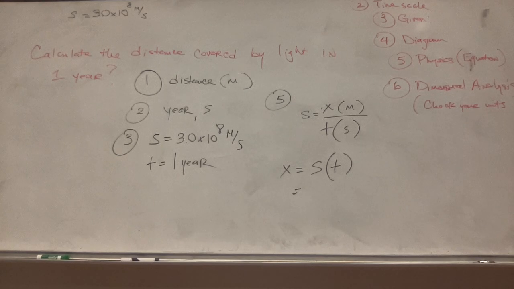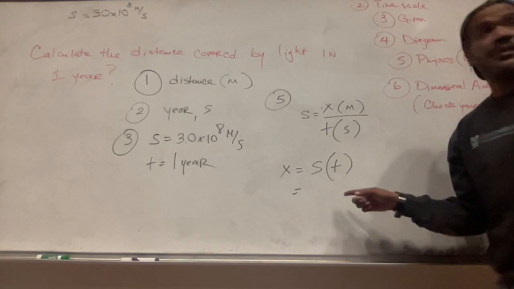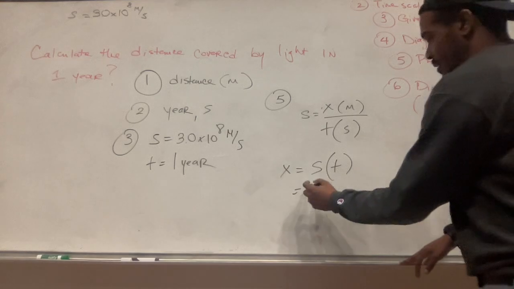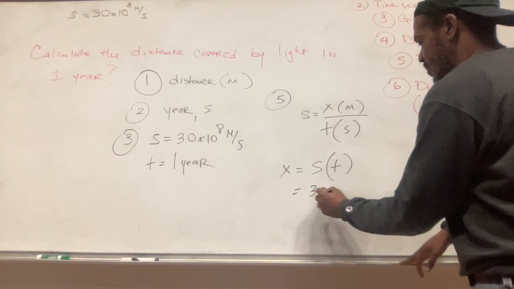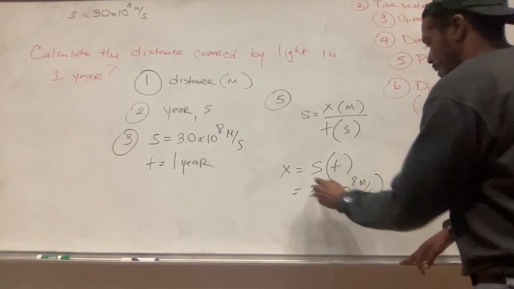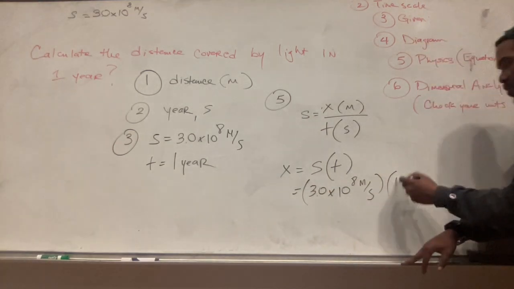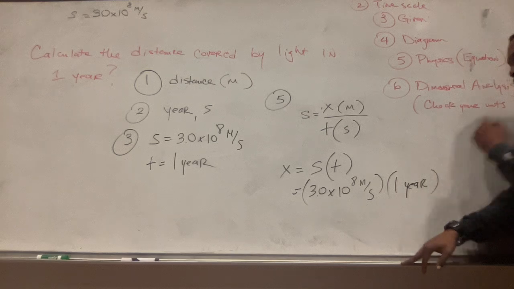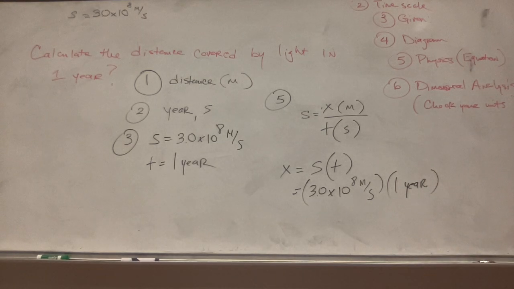So now we rearranged everything here, so now we can do what? We can plug things in, right? 3.0 times 10 to the 8 meters per second. And time is 1 year, right? Now, what's wrong with that? It's not accepted. So what must be done? Convert what? Convert the years to seconds.